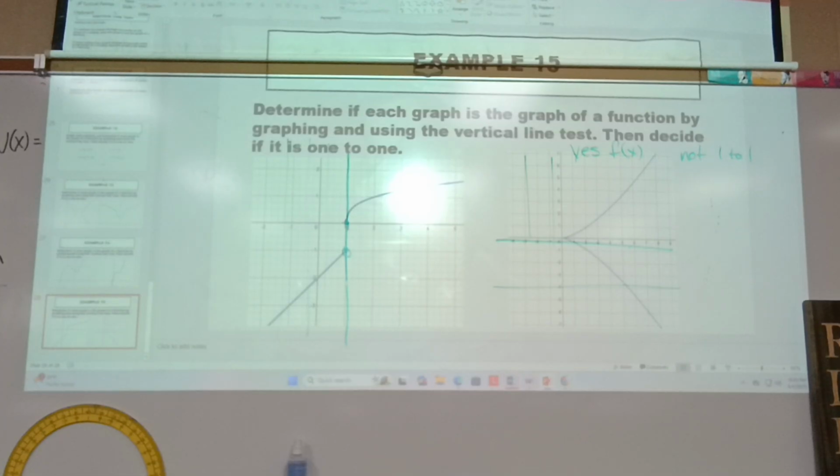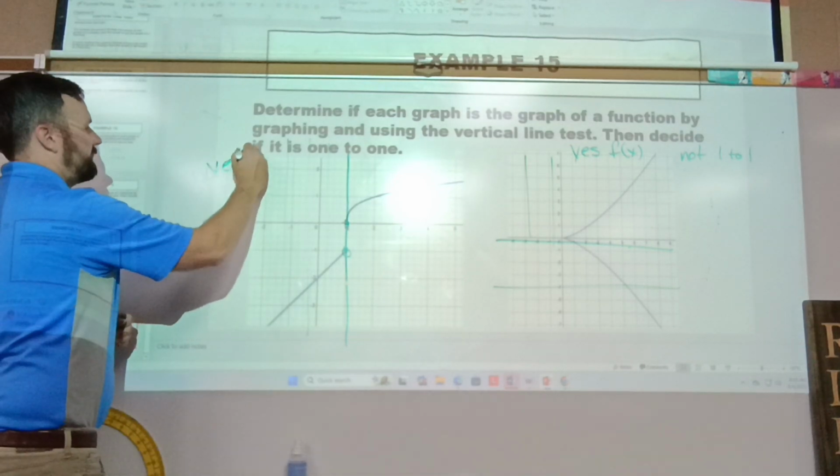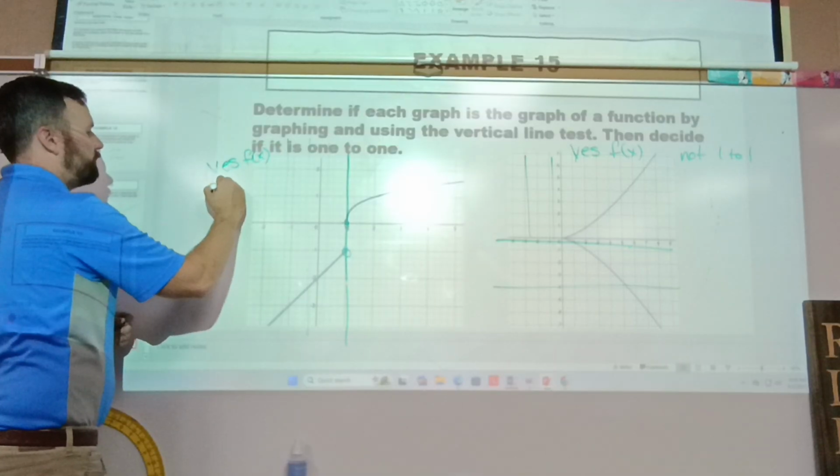That spot right there. So what's an open dot, closed dot? Open dot means it does not equal it. A closed dot means it does. So that open dot means it goes close to it but doesn't touch it. So this would be a yeah. It's actually yeah on both.